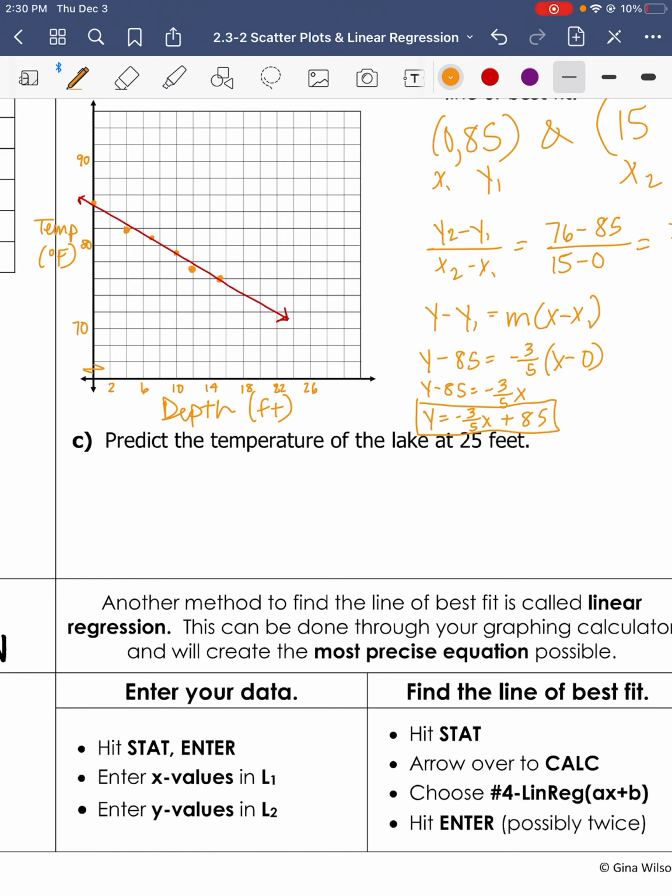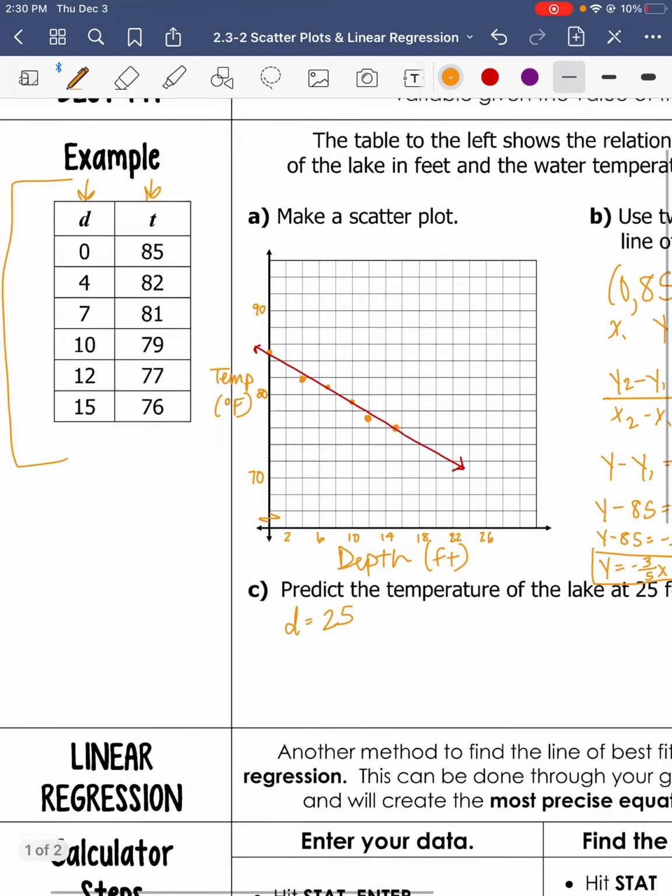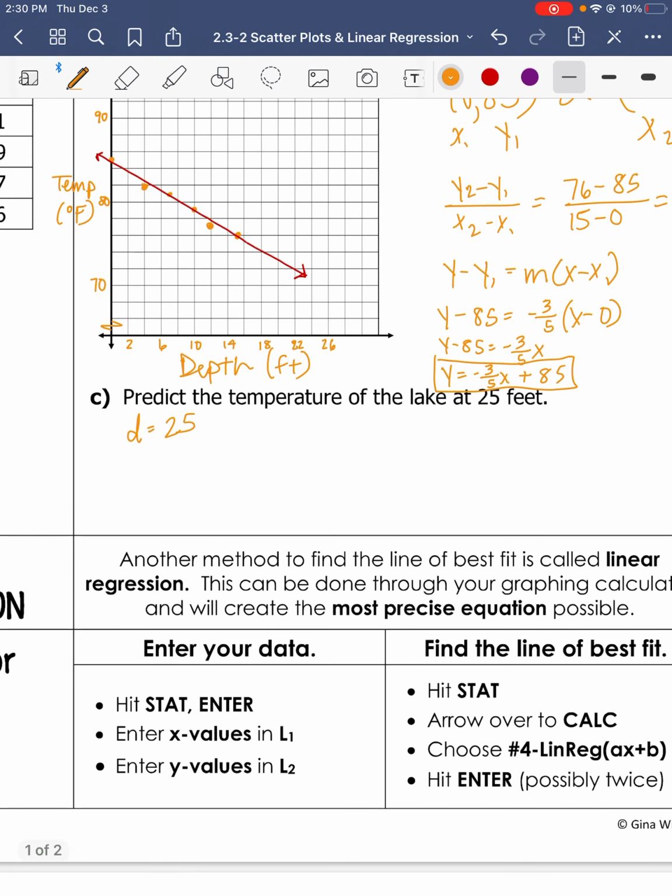Now, predict the temperature of the lake at 25 feet. We're given 25 feet is the depth, so D equals 25. We already said that D was our x value, so we're going to plug in. What does y equal when x is equal to 25? The equation is y equals negative 3/5 x plus 85, so let's plug in 25 for x. We get y equals negative 3/5 times 25 plus 85.